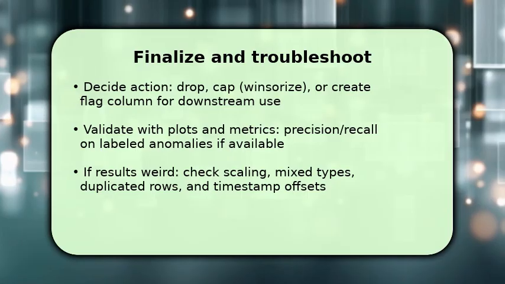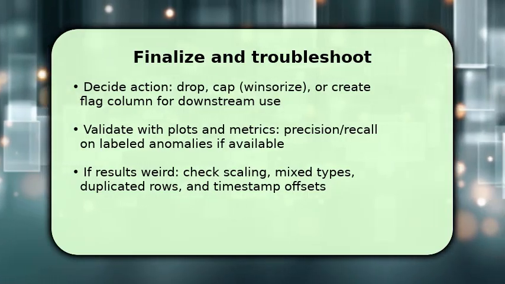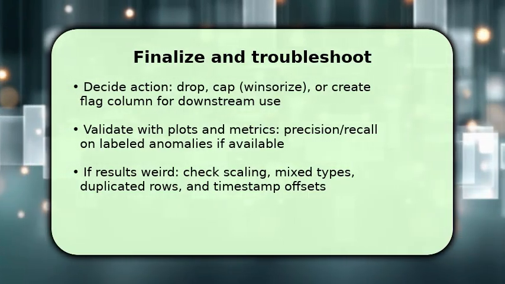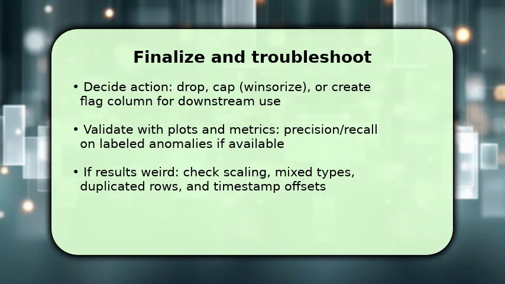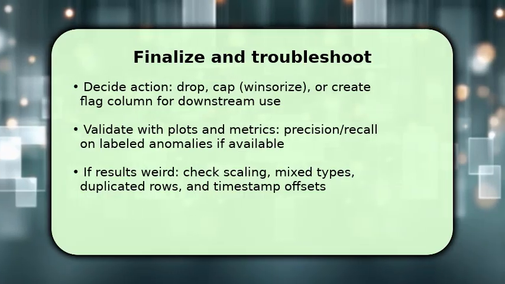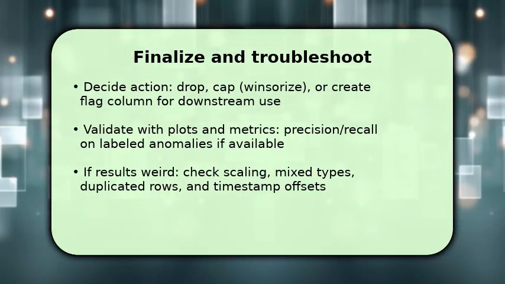If outputs look wrong, debug common issues. Incorrect scaling, categorical values encoded as numbers, duplicated rows, or time zone shifted timestamps. Make sure feature selection isn't hiding multivariate anomalies before rerunning your detectors.